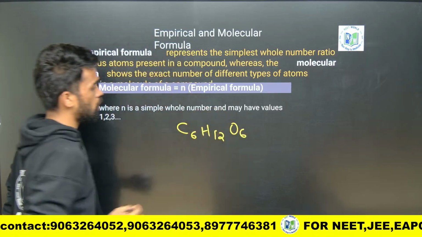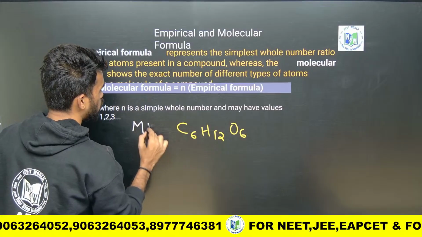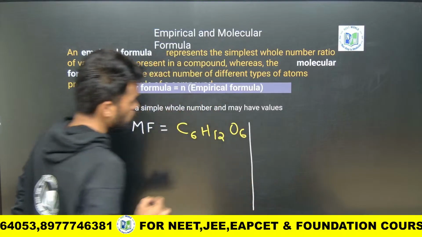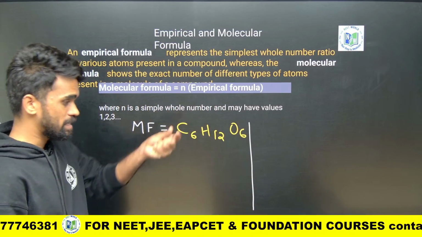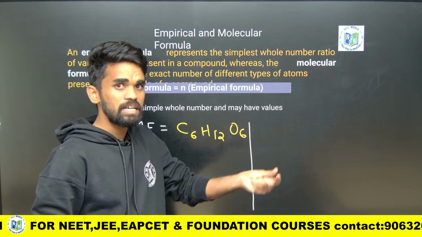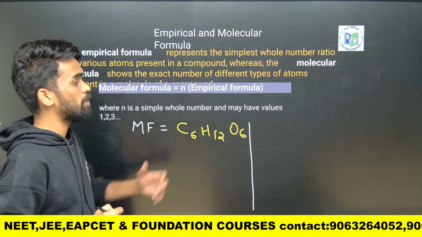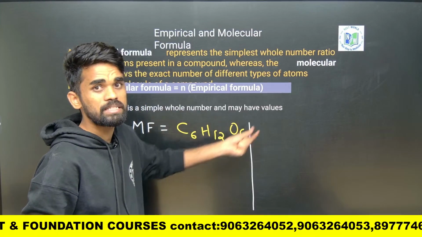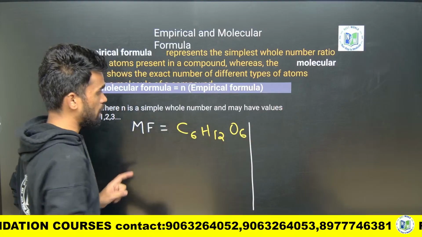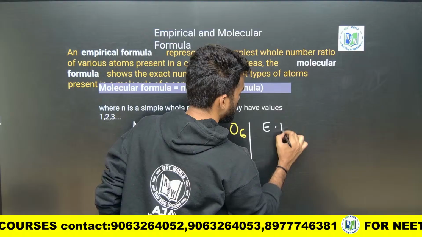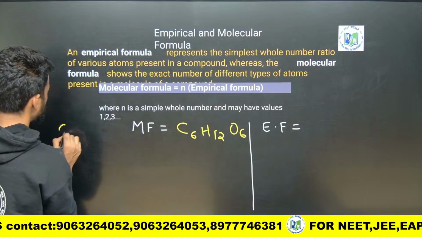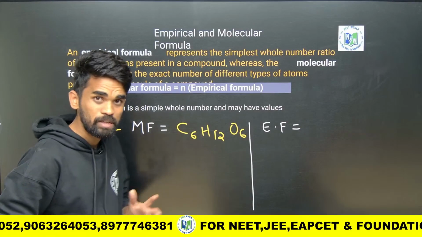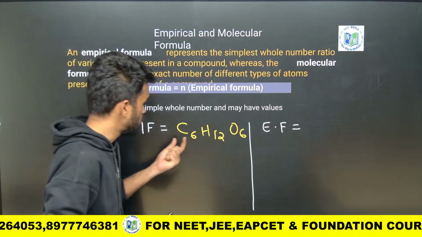C6H12O6. Okay, so this is the molecular formula of glucose I can write. Molecular formula indicates the exact composition of each element in that molecule, right? Whereas empirical formula is the simplest whole number ratio of the constituent elements in that particular molecule. For example, the empirical formula of glucose, EF means empirical formula. The example is glucose I am taking. So empirical formula means the simplest whole number ratio of the elements.